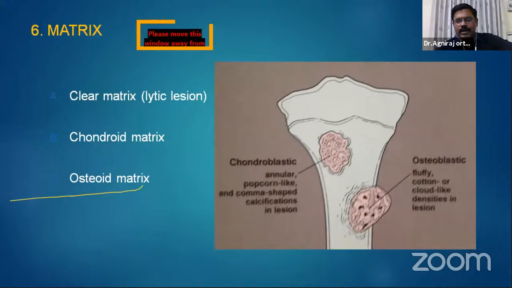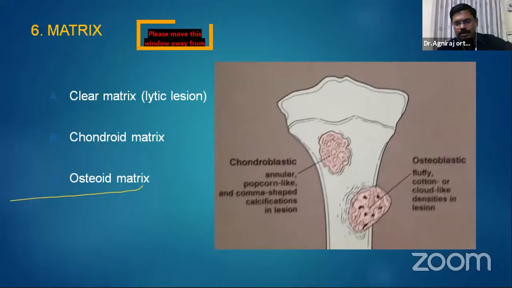Giant cell tumor, cystic fluid or soft tissue. So clear matrix means you see in a lytic lesion a clear matrix or soft tissue matrix. Chondroid matrix you will see in chondroblastic tumors like enchondroma and chondrosarcoma, even in osteochondroma. Osteoid matrix you will see in bone forming tumors like osteoid osteoma and osteosarcoma.